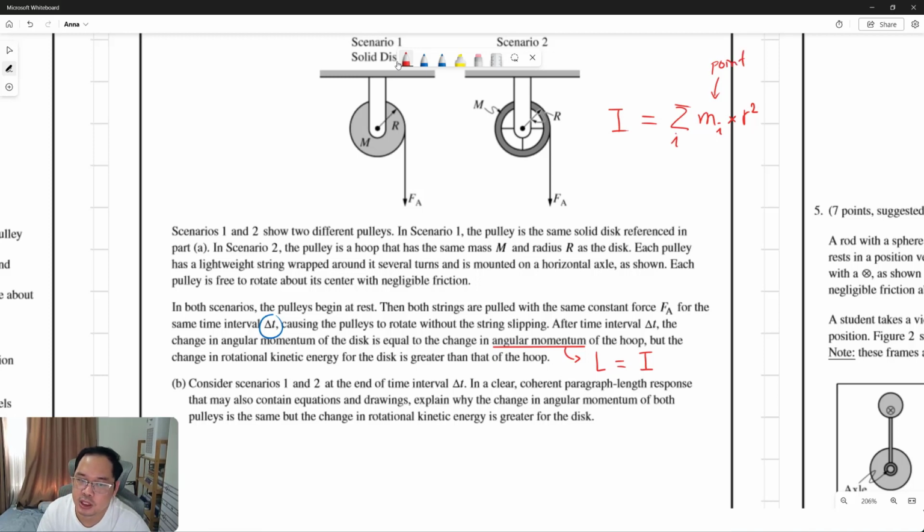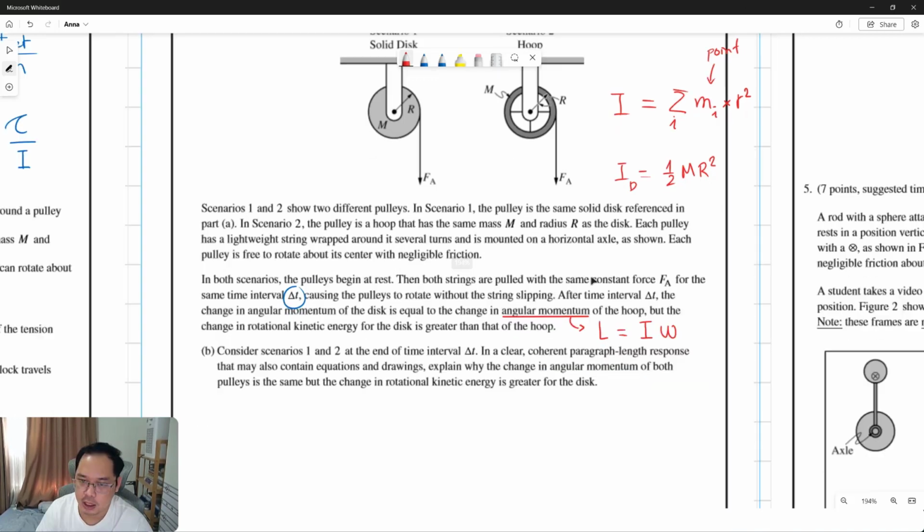For example, for the disk before, in the previous part of this question, we have I of the disk equal to 1/2 the mass of the disk multiplied with the square of its radius. Again, the angular momentum L here is defined as this moment of inertia I multiplied with the angular velocity omega. It is kind of similar to the definition of the linear momentum, which is P equal to the mass multiplied with the velocity. That is the first concept.